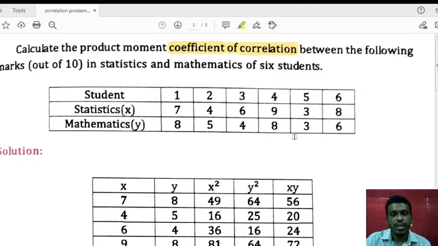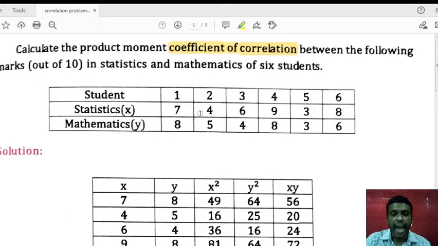Now what we are supposed to do is find out the coefficient of correlation, but we have not been told whether we have to use Karl Pearson's coefficient method or the Spearman's rank coefficient method. We can use either of these two methods, but as the actual marks are given and not the ranks, we can go for Karl Pearson's coefficient of correlation.